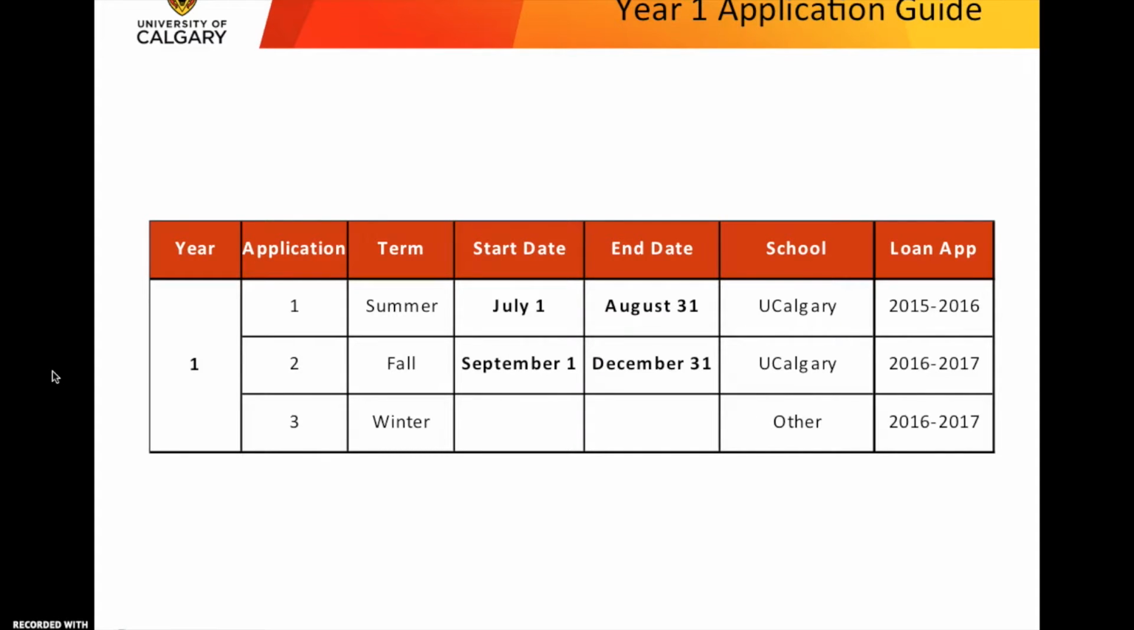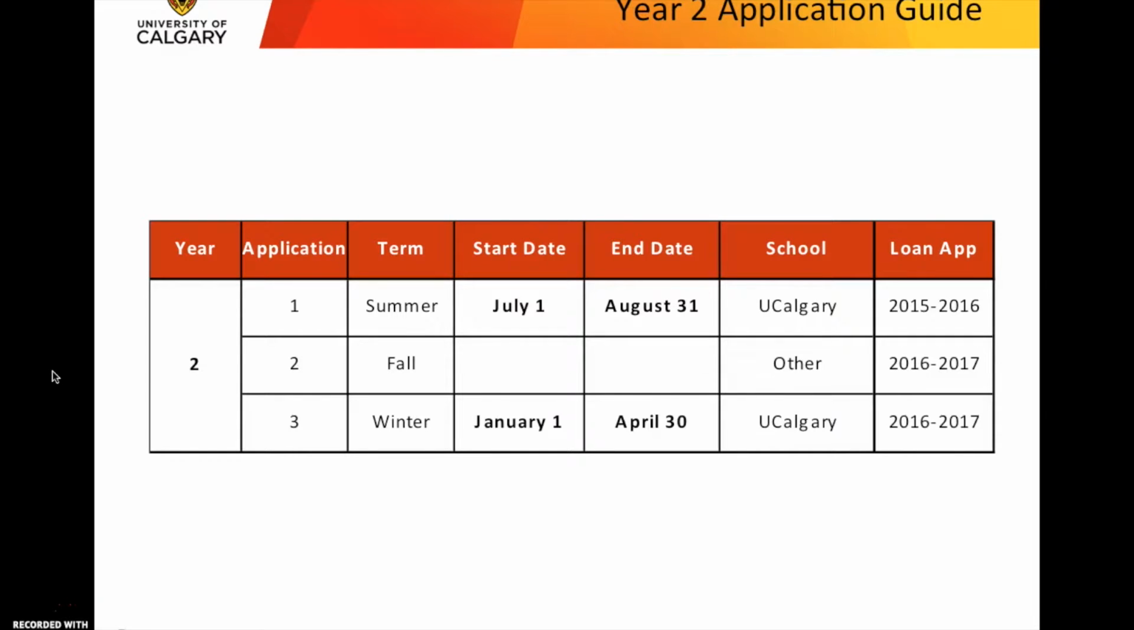You should submit your application for fall no later than July 31st using the 2016-2017 loan application. You should submit your application for winter, listing your other institution as the home institution on the application, no later than November 30th using the 2016-2017 loan application. As study dates vary by institution, the institution you're attending will determine the dates you use, but they cannot overlap with the UCalgary dates.